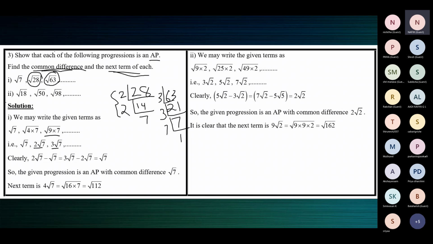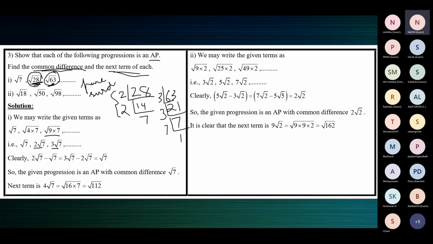Okay, so the thing is you'll have to express these surds as a mixed surd. Root 28 is a pure surd. Root 63 is a pure surd. You'll have to express it as a mixed surd like this. So root 28 can be written as 2 root 7. Root 63 can be written as 3 root 7.